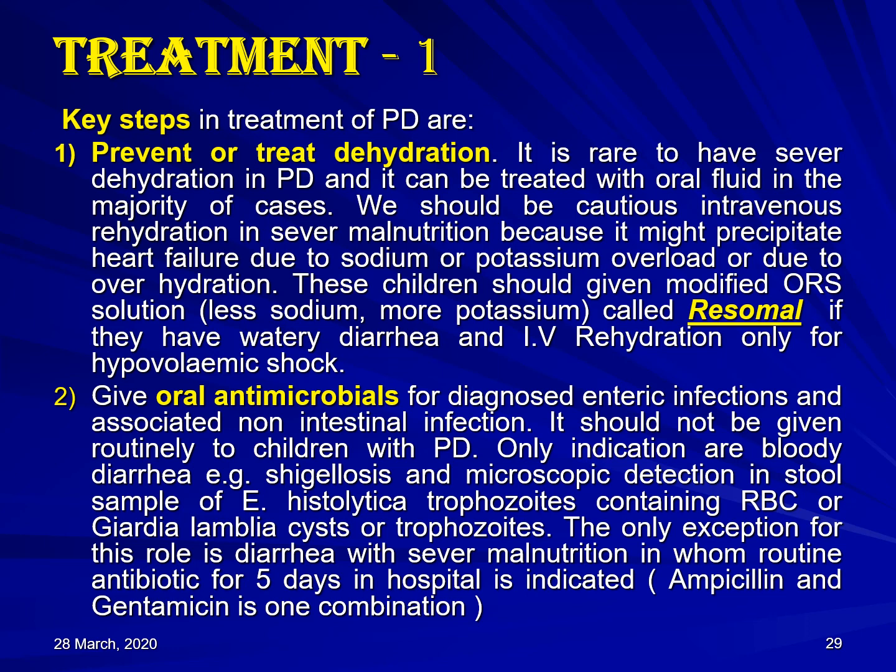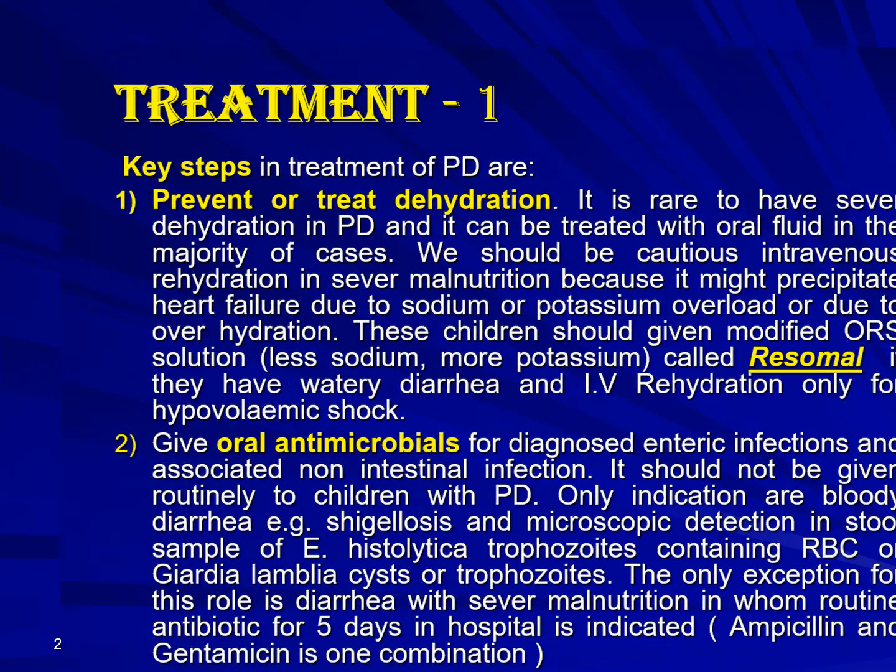But there is still an indication if the patient has bloody diarrhea, or the microorganism is diagnosed in the stool, general stool or culture, for example giardiasis or amoebiasis, or the patient has severe malnutrition. Those patients need antibiotic, which is oral antibiotic, for 5 days in the hospital. One of the combinations is gentamicin and ampicillin.